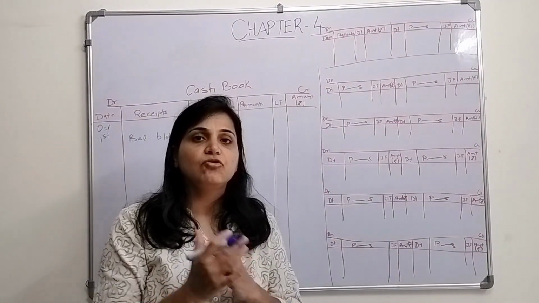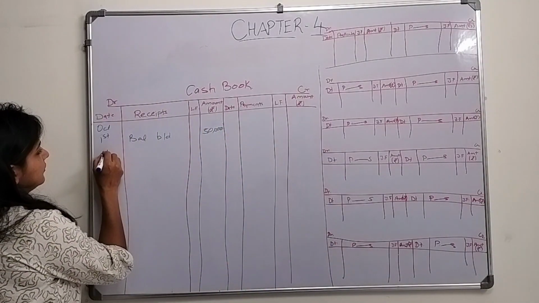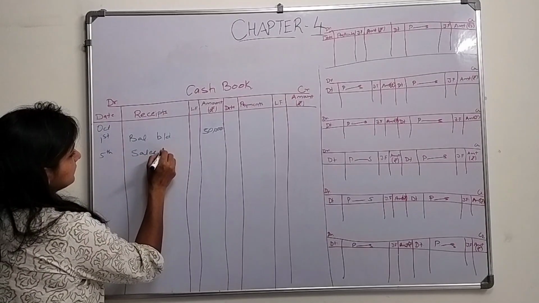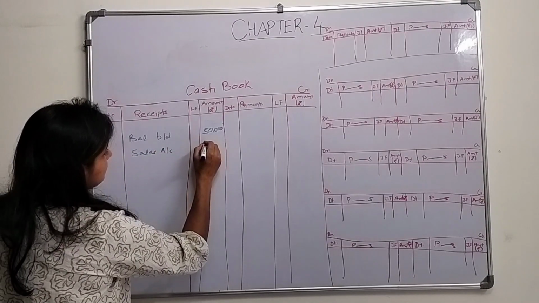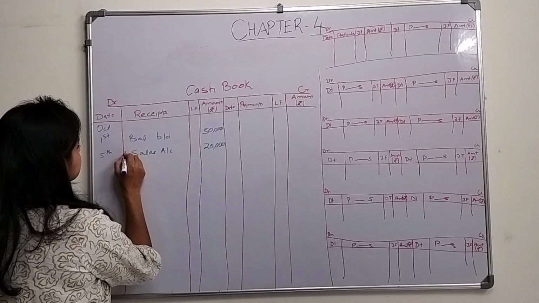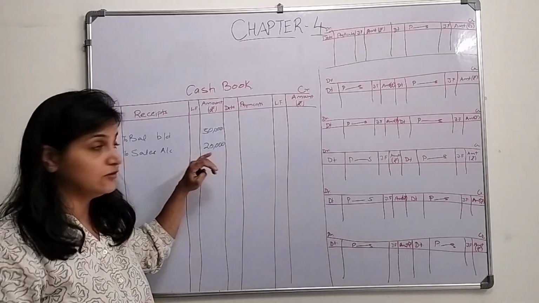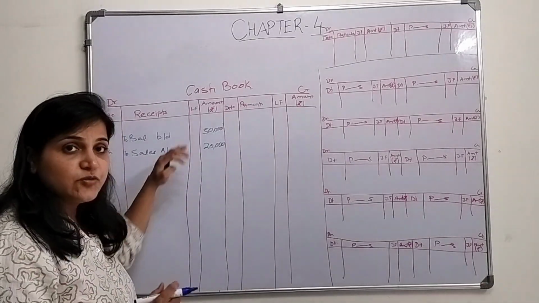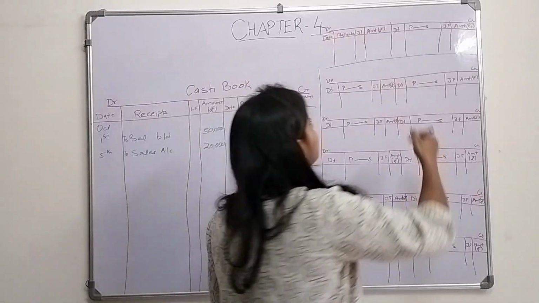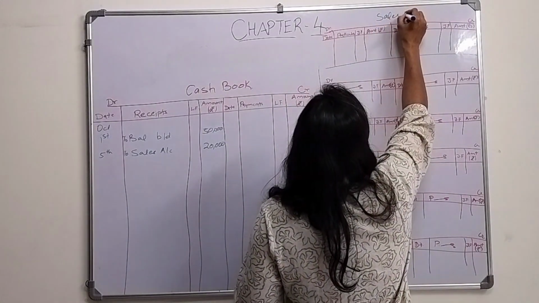Now I sold goods for cash worth rupees 20,000 on 5th, sales account 20,000. To balance brought down to sales account 20,000. Now cash book, I have made an entry. I have to record it in my sales book. So here it will be sales account.